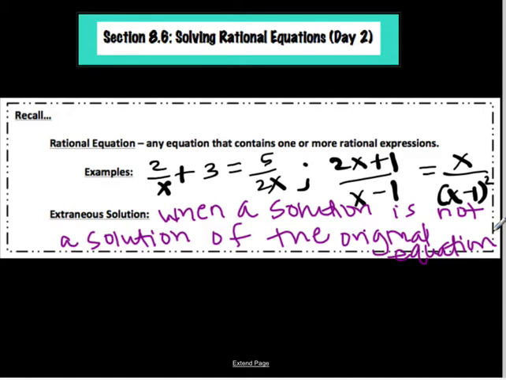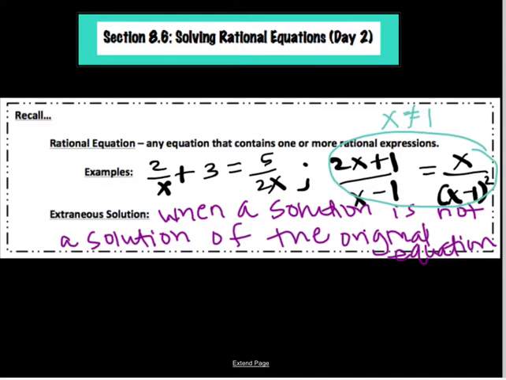So say I would get, for instance, in my example up top here, say that I get x is equal to 1. Well, if I plug in 1 to my denominator, 1 minus 1 is 0. And you cannot divide by 0. So then this would not be a solution. That's what we would consider an extraneous solution.